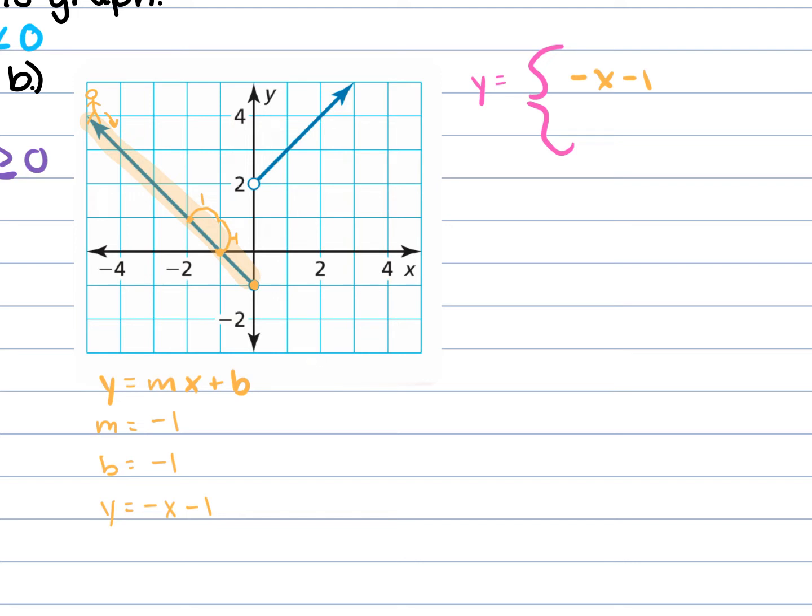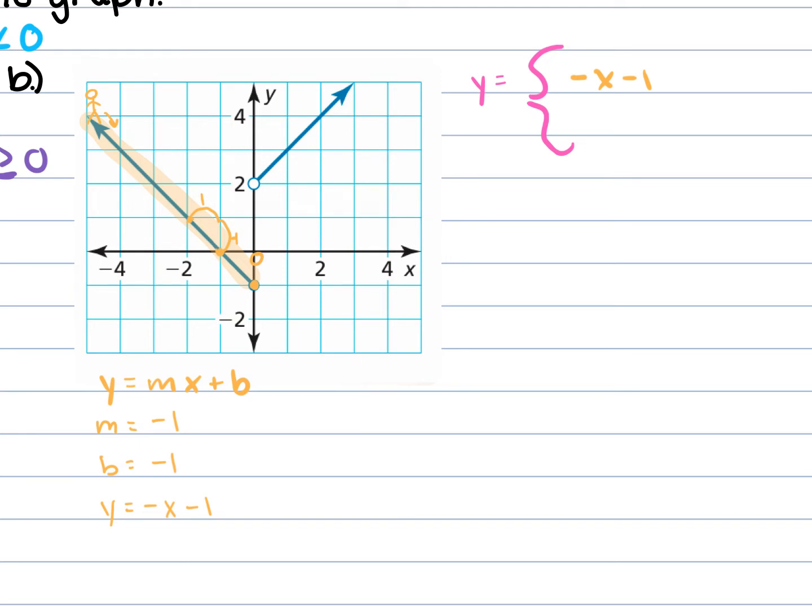Now we also need the restriction part. So because our graph stops, it's just a piece of it. I've got to say what values of x we're talking about. So where does our graph stop? At what x value? 0. It stops at 0. This is where our graph stops. This arrow keeps going forever. This is where our graph stops. So it stops at 0.